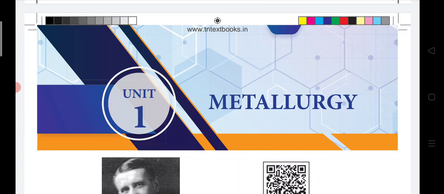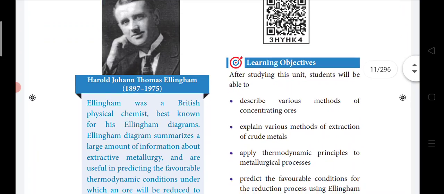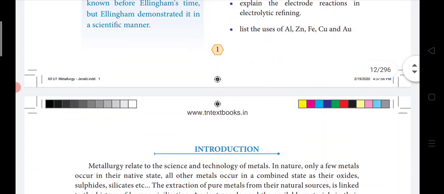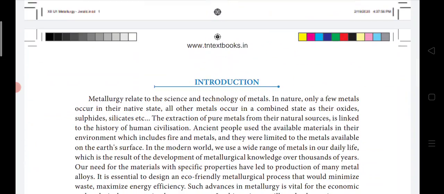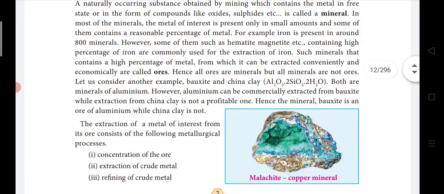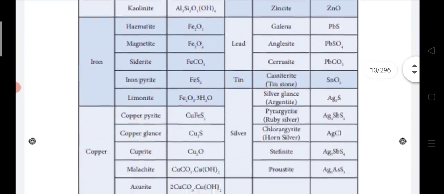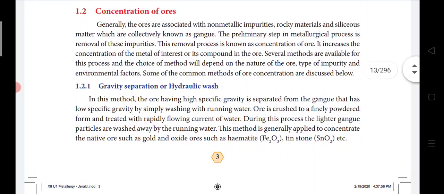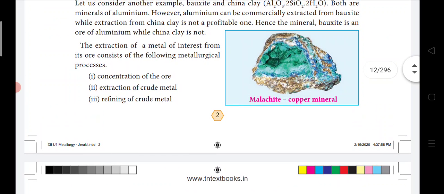Last class we started with this chapter Metallurgy in volume 1. In the last class we discussed what is meant by metallurgy. What is metallurgy? The science and technology of purification and processing of metals, we call it metallurgy. And then we saw the steps involved in the purification of metal: concentration of ores, extraction of crude metal, and refining of crude metal.